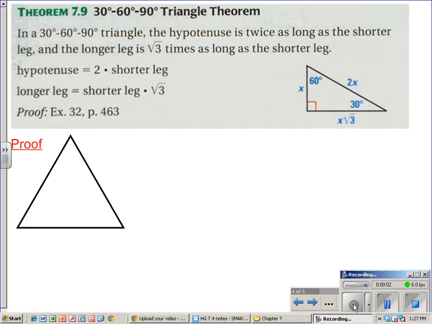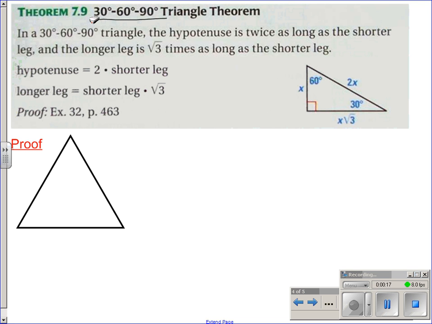Hello everybody. These are the notes for section 7.4, talking about special right triangles. This video will be about 30-60-90 triangles, and that's just what you call it. It's a 30-60-90 right triangle, so it's just specific angle measurements: 30 degrees, 60 degrees, and 90 degrees. You've got a right triangle.